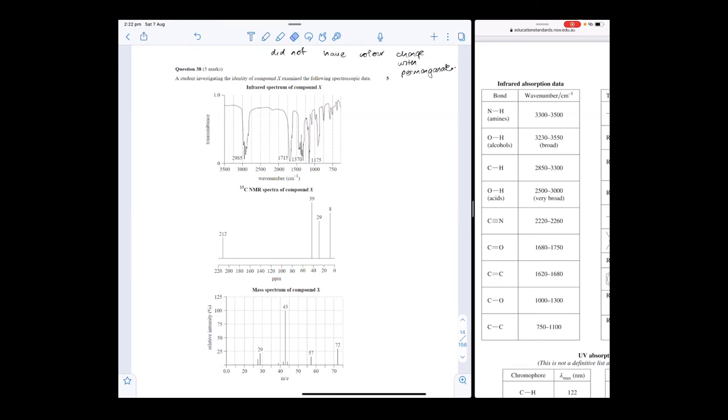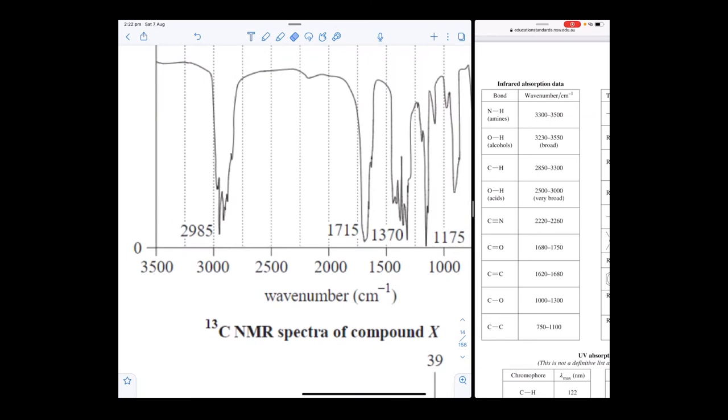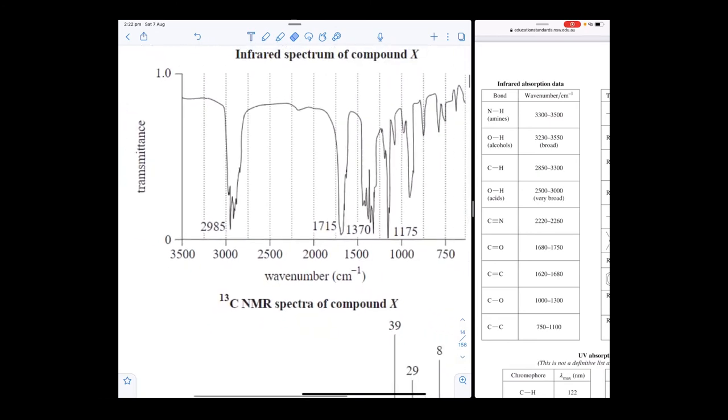I'm trying to get the answer out of you for this question, but would you classify the peak here at 2985 as a very broad peak? It's not very broad, is it? No, it's not. Okay, so you wouldn't consider it broad?